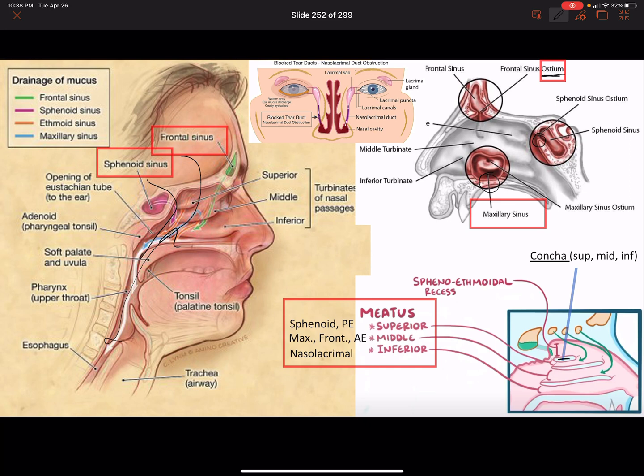We have these three, I'm not sure if it's concha or conchae, these three conchae, the superior, the middle, and the inferior. And here we have our ostium where the drainage is occurring. The pathway in here is called the meatus, in between the conchae. So the superior meatus is where the sphenoid and the posterior ethmoid are going to drain. The maxillary, frontal, and anterior ethmoid are going to drain in the middle meatus, and the nasolacrimal is going to drain into the inferior meatus, shown here.